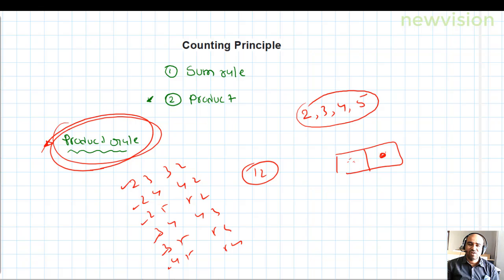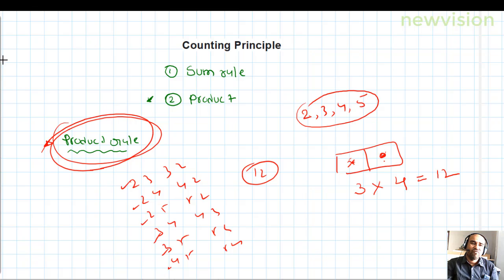The first box I can fill in 4 ways. I can use 2, or 3, or 4, or 5. 4 ways I can fill the first blank. Okay students, that is the unit place. This place I can fill in 3 ways because one of the digits is already used up. What is my condition? No digit should be repeated. That's why to fill this blank we have only 3 digits. So the second box I can fill in 3 ways. First box in 4 ways, second box in 3 ways. These two consecutively I can fill in 4 into 3 ways by the product rule, that is 12 ways. So that is the answer for the problem.